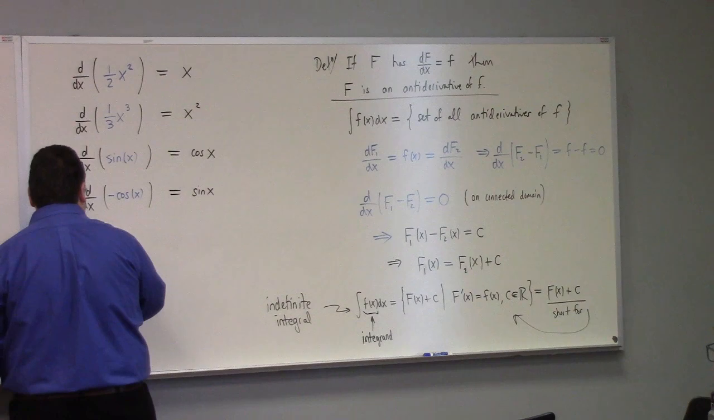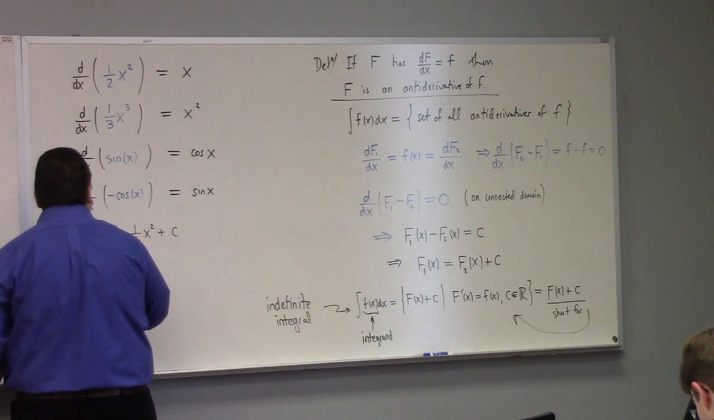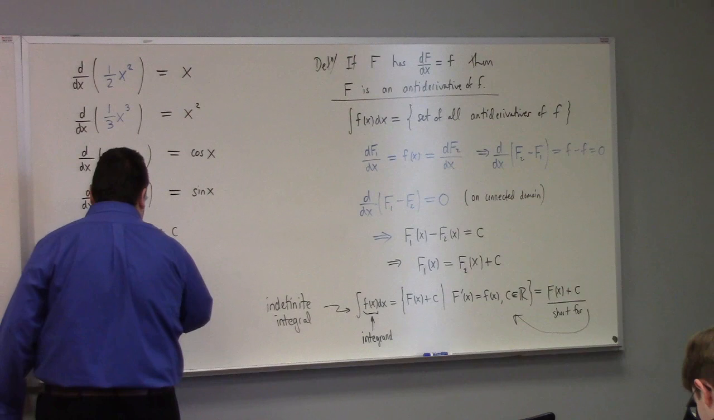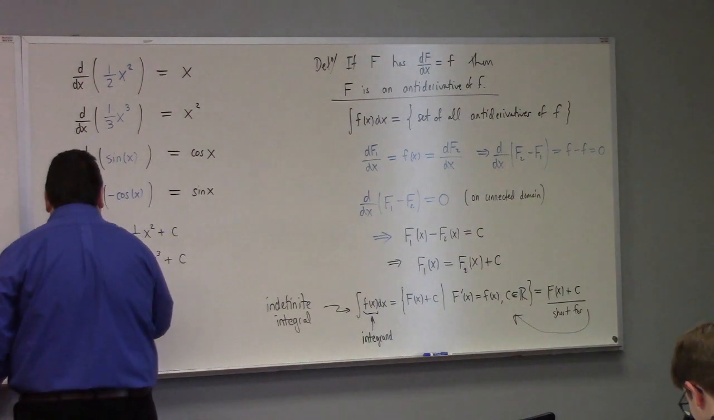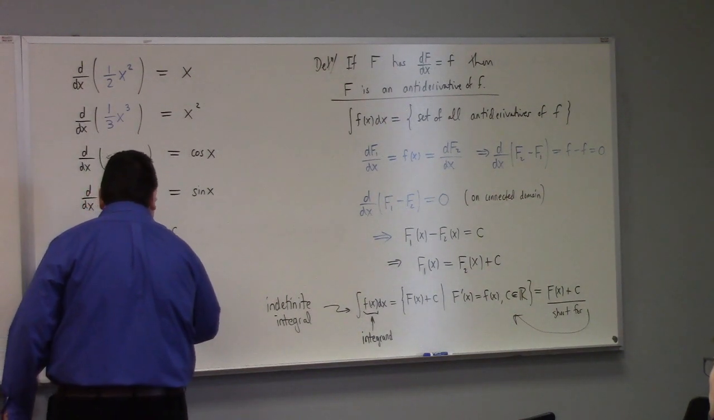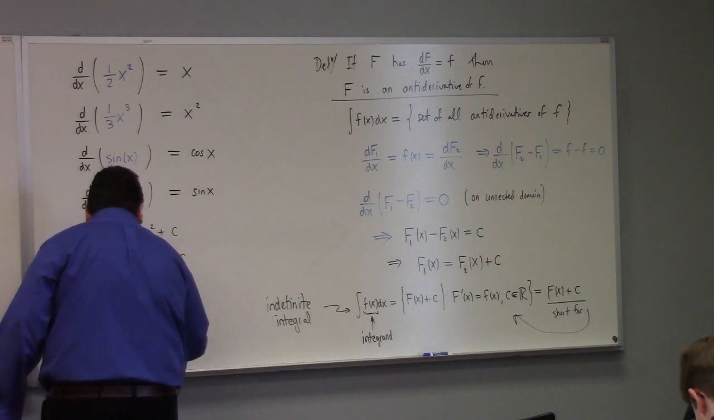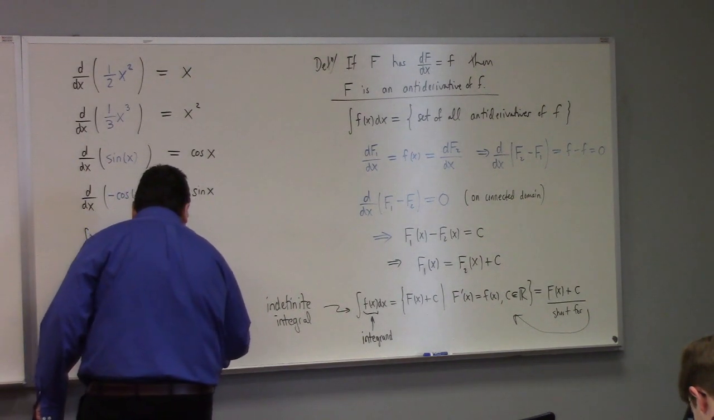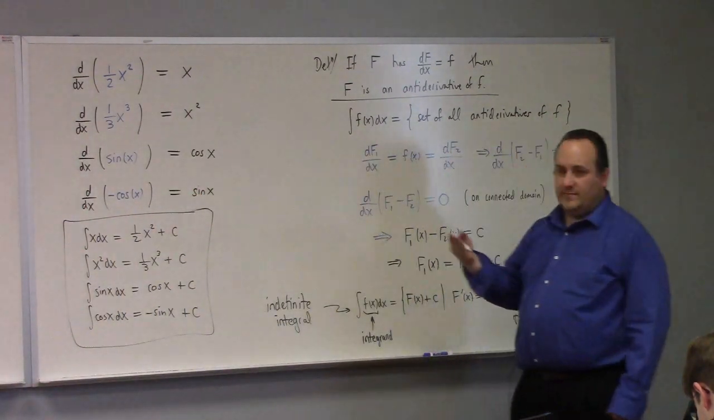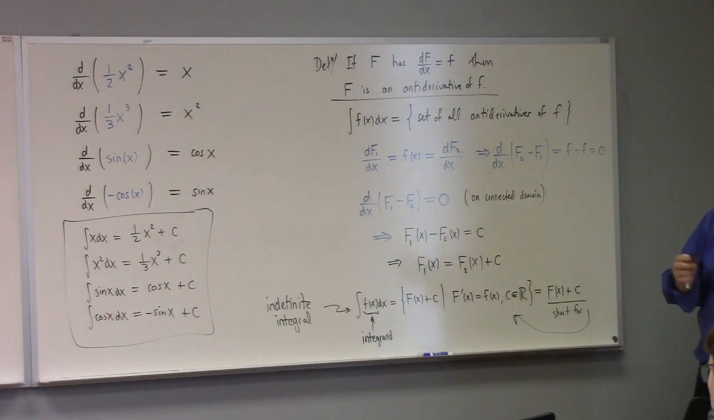The integral of x dx is 1/2 x squared plus a constant. The integral of x squared dx is 1/3 x cubed plus a constant. The integral of sine x dx is minus cosine of x plus a constant. The integral of cosine x dx is sine of x plus a constant. There you go. There's the indefinite integrals, which I will just generically refer to as integral.